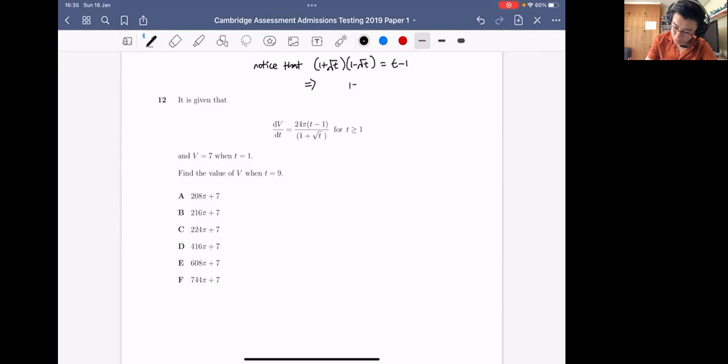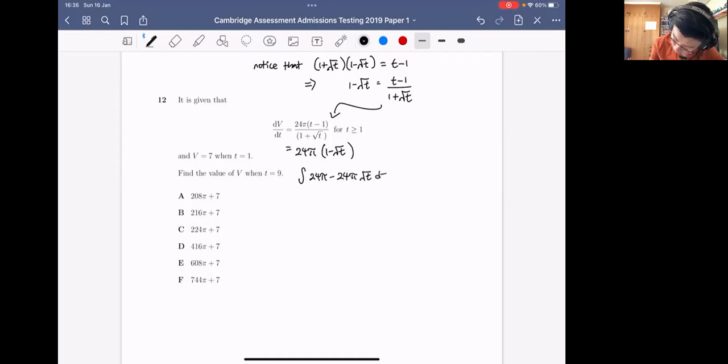So 1 minus root t is equal to t minus 1 on 1 plus root t. Then we can make that substitution into here, so that this becomes 24 pi times 1 minus the square root. And now this can be integrated very easily. Integrate 24 pi minus 24 pi root t dt.